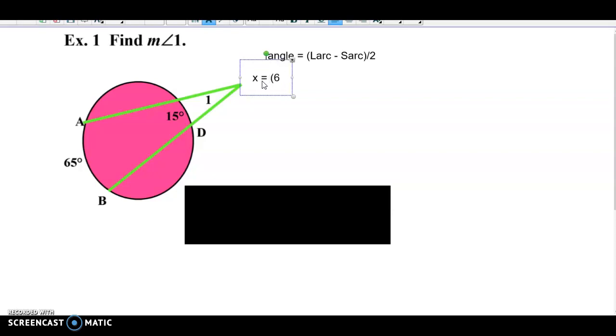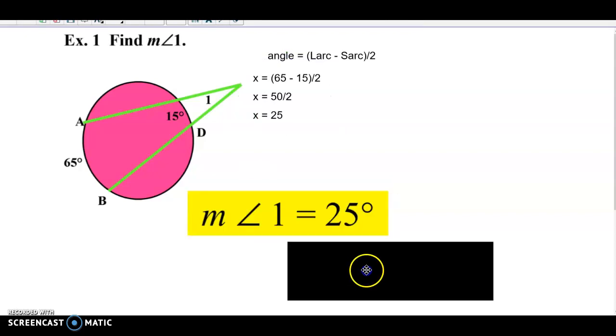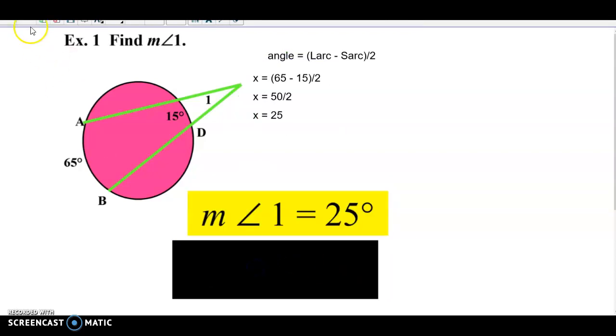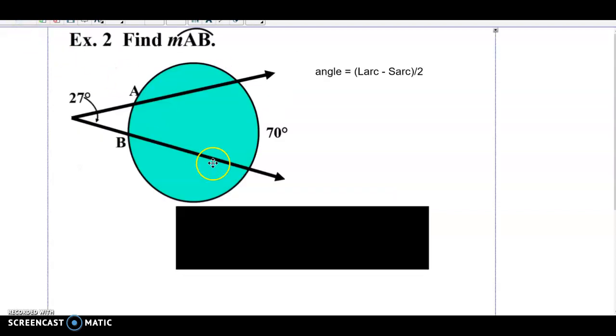Our large arc is 65 and our small arc is 15, and we're going to divide that by 2. Now again, if you use parentheses, you put all that in your calculator, but if not, just subtract it first. So we end up with 50 divided by 2, and therefore X is going to equal 25 degrees. Again, this is what we do when we have the angle on the outside. So let's look at the next example.